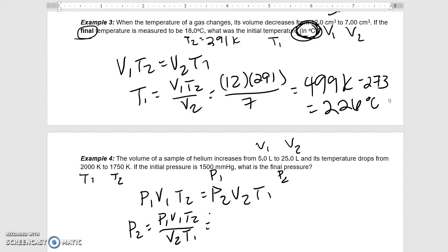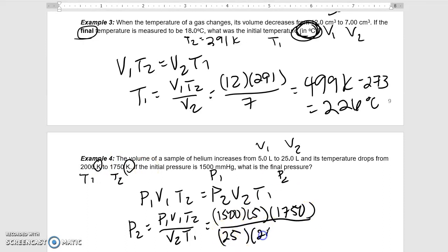Then I just start plugging in. So the first pressure is 1500. My first volume is 5. My second temperature is 1750. Notice these were already in Kelvin, so that's why I didn't have to convert them. The second volume is 25. And our first temperature is 2000. So 1500 times 5 times 1750, and then I divide that by 2000 times 25. When you do that, you're looking at an answer of about 262.5. And then the units match the other pressure units, so mmHg.